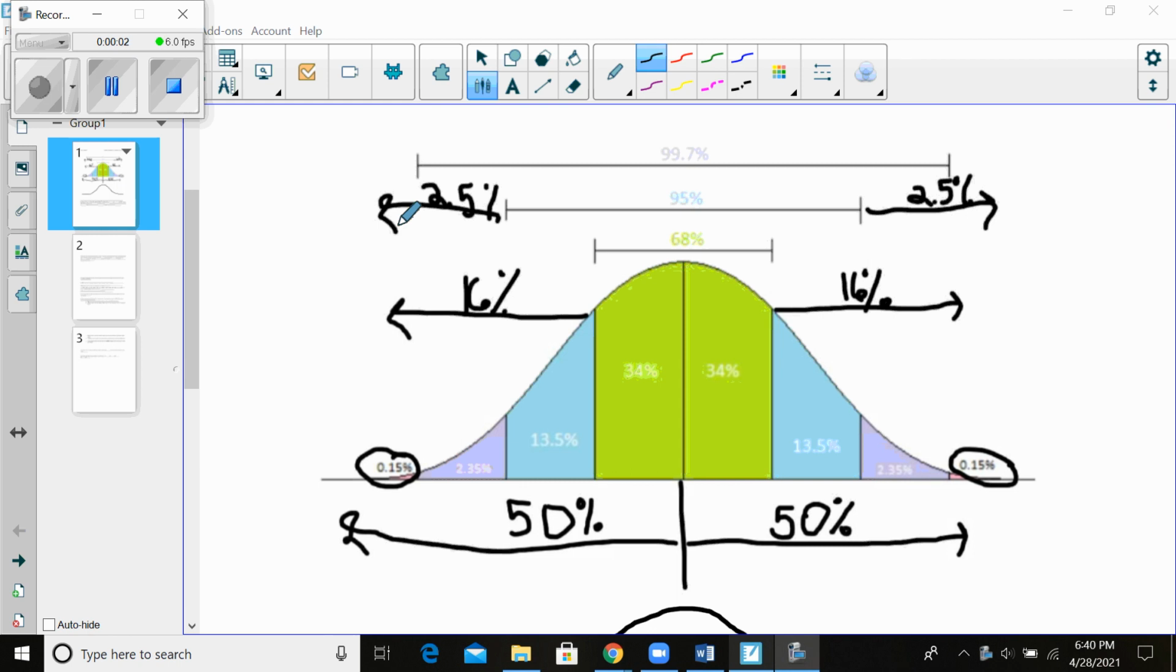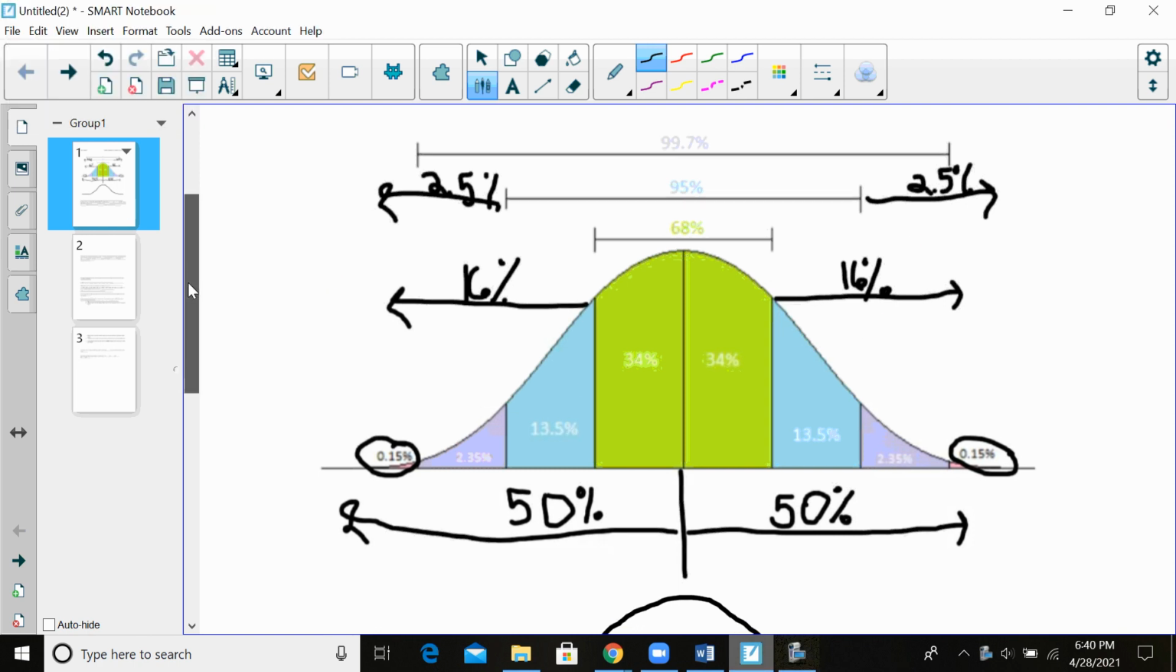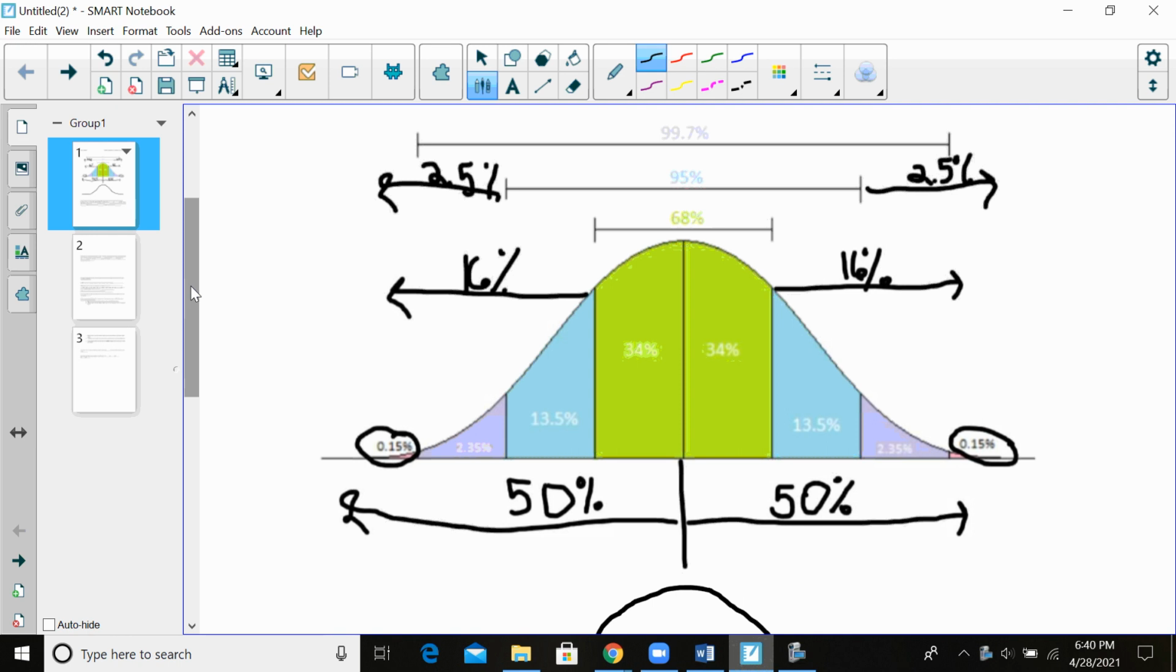I'm on the class examples handout, but I pasted into my document this visual. So you'll want to have this visual handy with all of the percentages. And let's talk about how to use this.